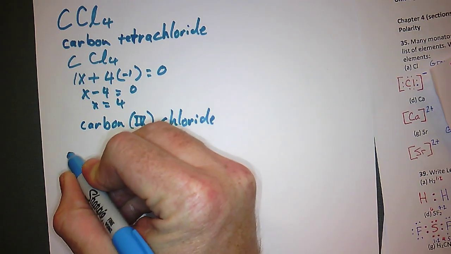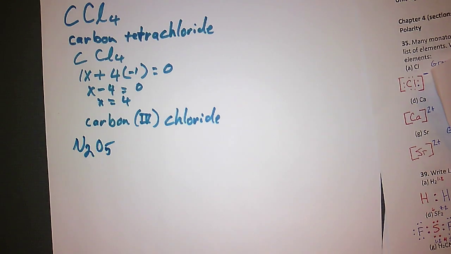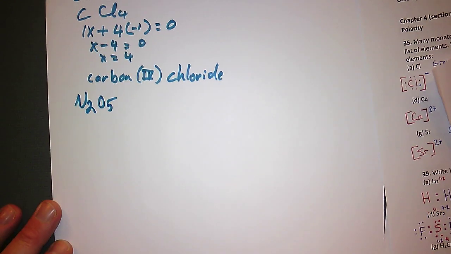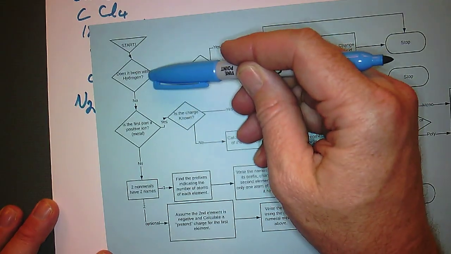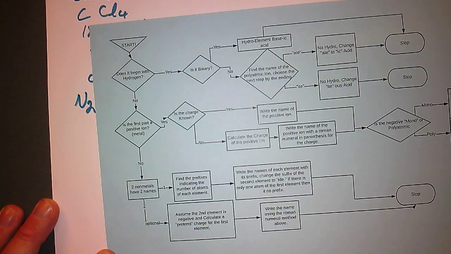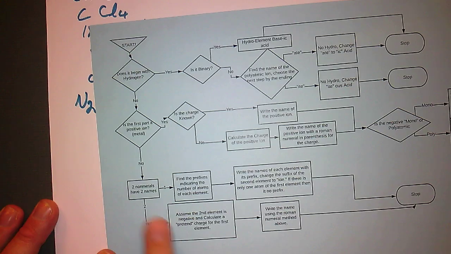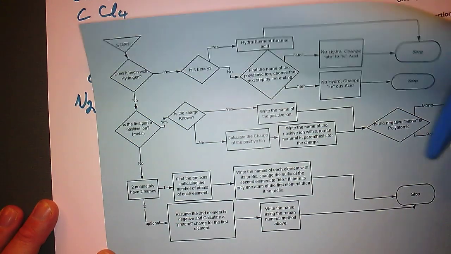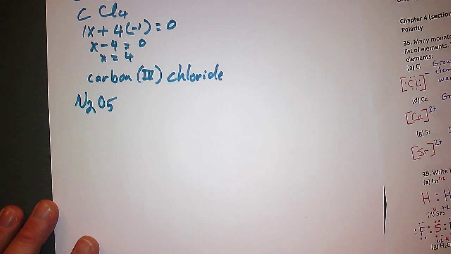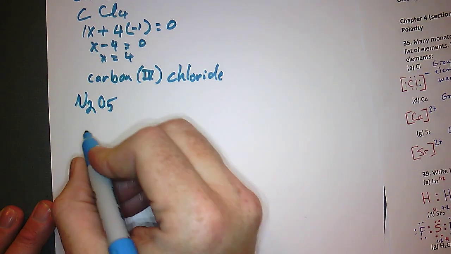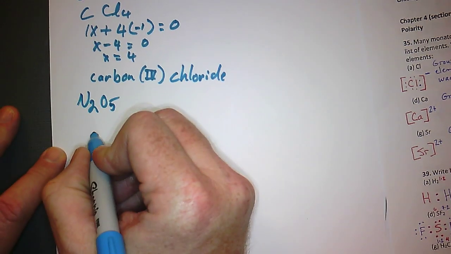All right, let's look at N2O5. N2O5, are you with me? All right, so in this one, let's go through our steps. Does it start with hydrogen? No. Is the first part a positive ion? Nope, it's yellow on my periodic table, so it is not. All right, so 2 nonmetals have 2 names. All right, find the prefixes. So what's the prefix for 2? Di. What's the prefix for 5? Penta. All right, so since it's not 1, we do use the prefix for this one.